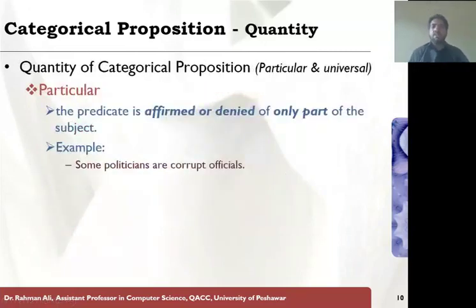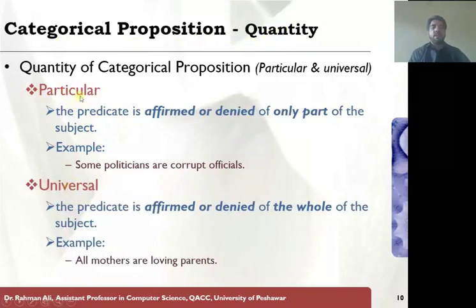Now when we talk about categorical proposition, we are also looking at it from another perspective, which is called quantity. By quantity, we mean that the quantifier can be universal, or the quantifier can be particular. So from the quantity perspective, if we analyze the categorical proposition, it can be either particular or universal. Particular means that only part of the subject will be either affirmed or denied. The whole subject will not be affirmed, but only a part. In case of universal, the whole will be affirmed or denied.